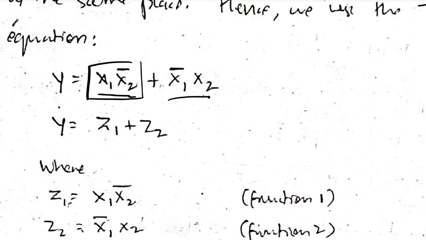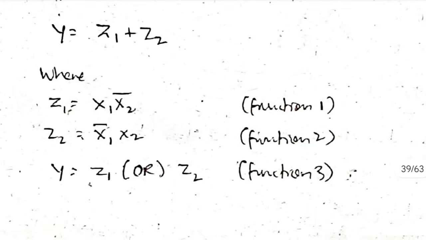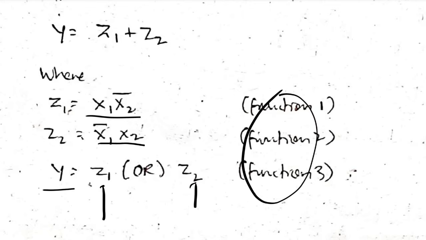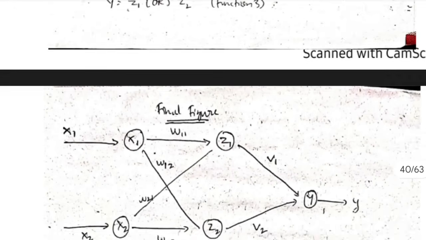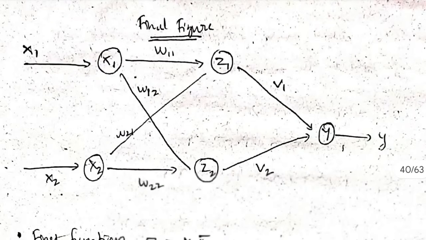First we'll be finding out this answer by using the AND gates, and then we'll be adding it up, which is using the OR gate. Two steps are there: first AND gate operation, then we'll be adding up the answers using the OR gate. So Z1 will be representing this one, Z2 will be representing this one. Final answer Y will be Z1 or Z2. The three functions are here. So let's do that. The final figure will look as follows.